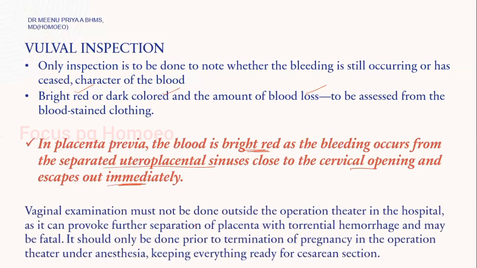And vaginal examination must not be done outside the operation theater. Vaginal examination is only done after the pregnant woman is diagnosed with placenta previa and she is taken for a C-section. Then the vaginal examination is done in the operation theater, as it can provoke further separation of placenta with torrential hemorrhage and may be fatal. So it should only be done prior to termination of pregnancy in the operation theater under anesthesia, keeping everything ready for the C-section.